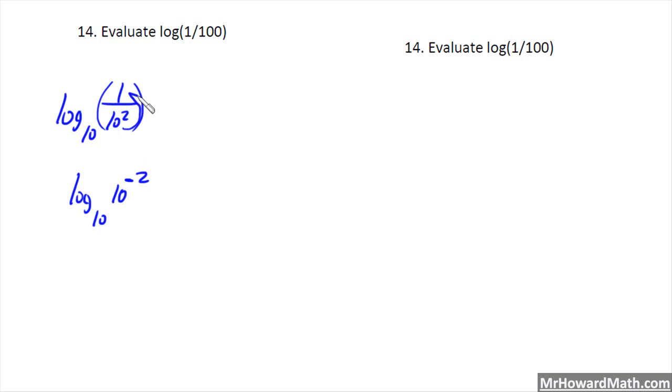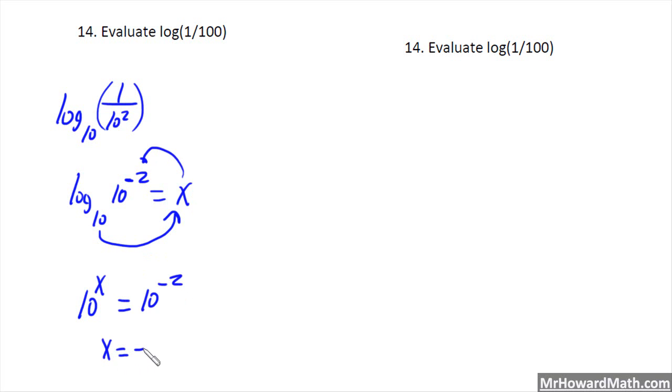You take this positive exponent that's on the bottom, you move it with its base up to the top, and its exponent becomes negative. So 1 over 10 squared, same thing as 10 to the negative 2. So then we can set this equal to x and simplify. So we're going to convert it into an exponential here. So 10 to the x is equal to 10 to the negative 2, which means that x has to be negative 2. So we evaluated that, and it's equal to negative 2. So that's one way to do it.